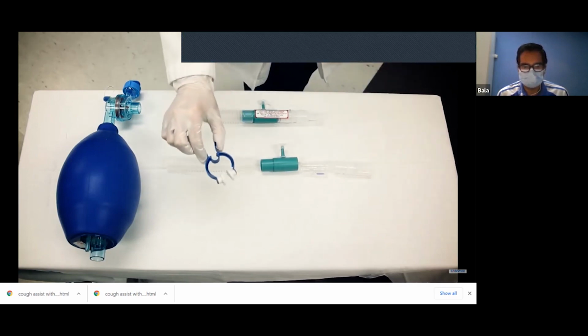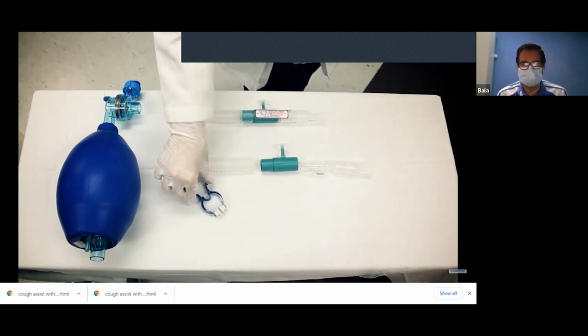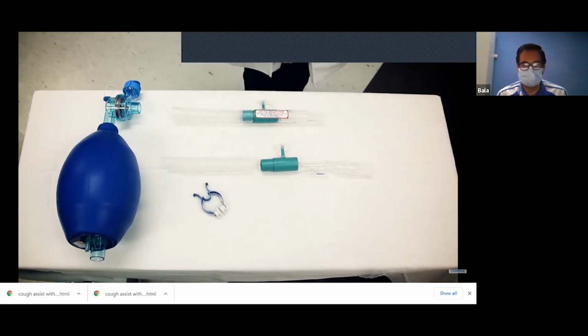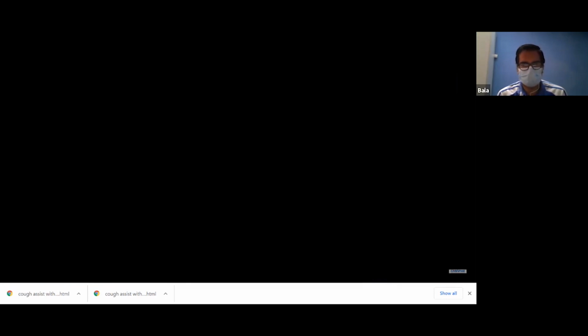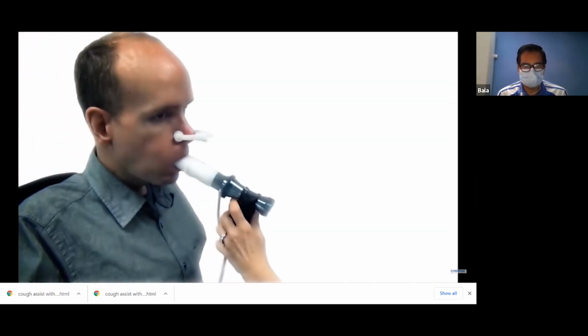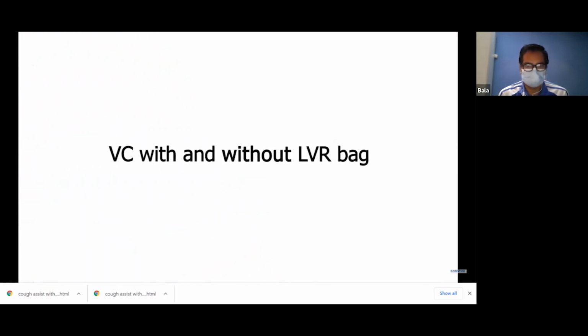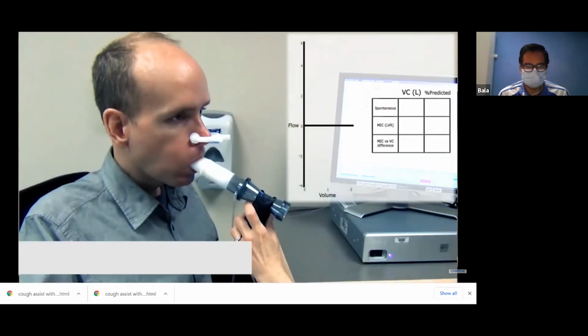Nose clips are optional and should be used if the individual is unable to close the soft palate or when air escapes through the nose during breath stacking. To assess the clinical benefit of LVR bag therapy, measure and compare forced vital capacity with and without the LVR bag.